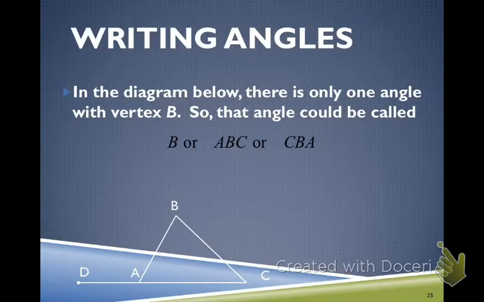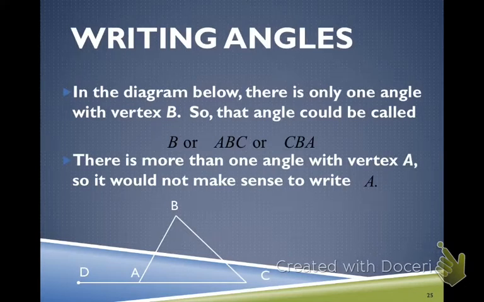Writing angles. In the diagram below, there's only one angle with vertex B, so that angle could be called angle B. We could also do angle A, B, C, and C, B, A. That tells you right there 3 different ways you can name that angle. Now, there is more than one angle with vertex A. Notice there's one on the inside, right here, and one on the outside. Because of that, it does not make sense to just use the 1-letter method. You would not do that.